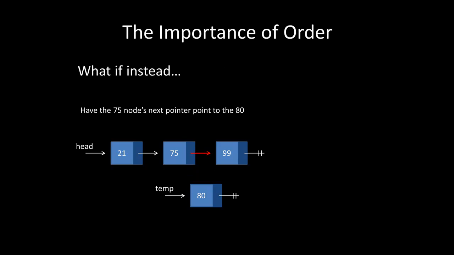Now we have to be a little bit careful in how we adjust these pointers. If instead we had the 75's next pointer point to temp first, then you can see that nobody's really pointing to that 99. And then if we were to try to update temp's next pointer to point to the same thing that 75's next pointer points to, you'd see we'd have a problem. Essentially, this last node is referring to itself, so technically there's no end to this list. Another problem is that nobody's pointing to this 99, so therefore we've lost the rest of our list.